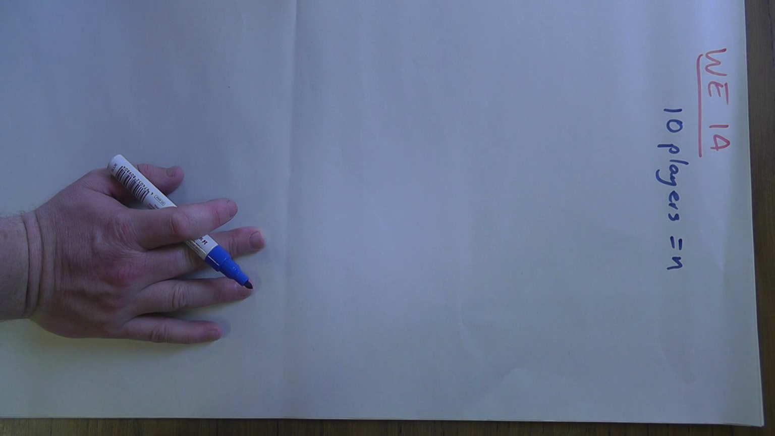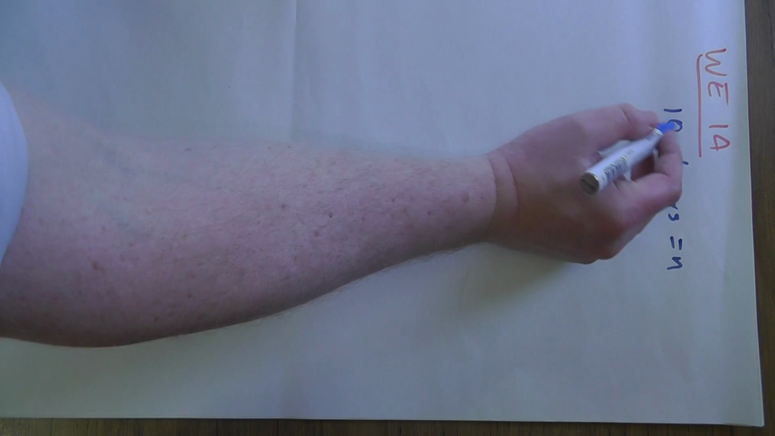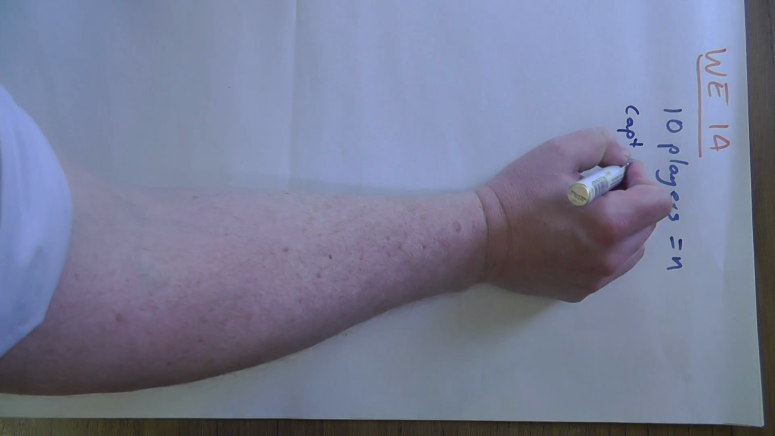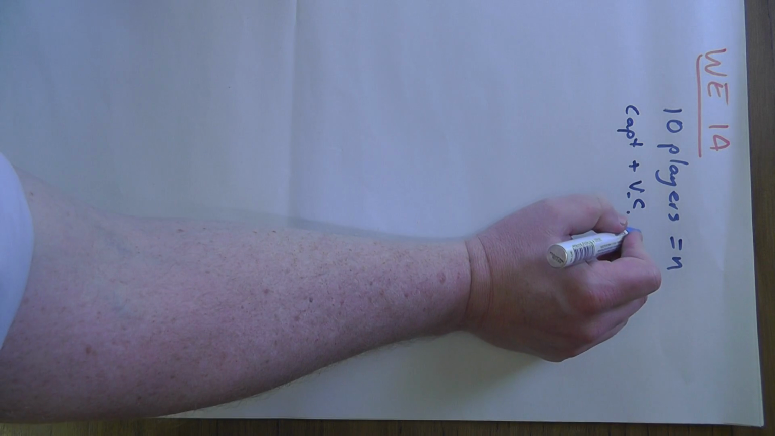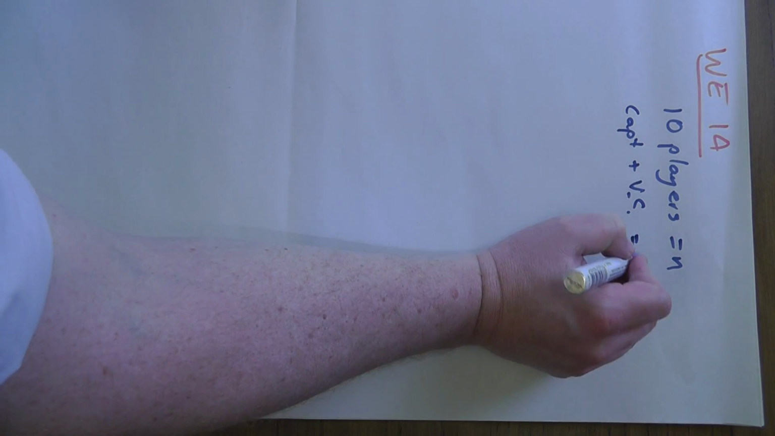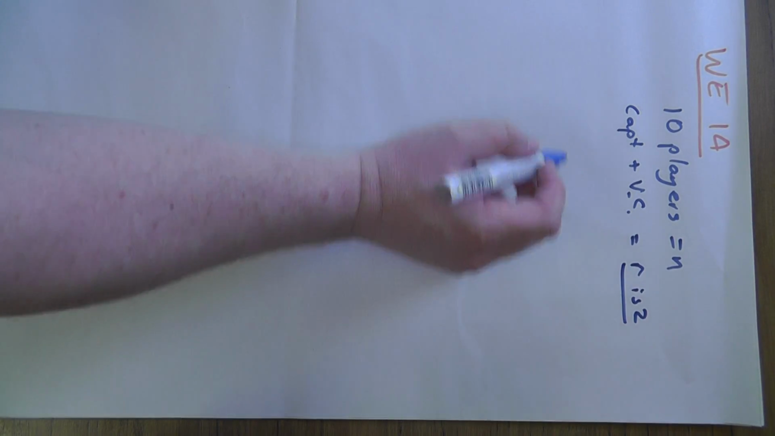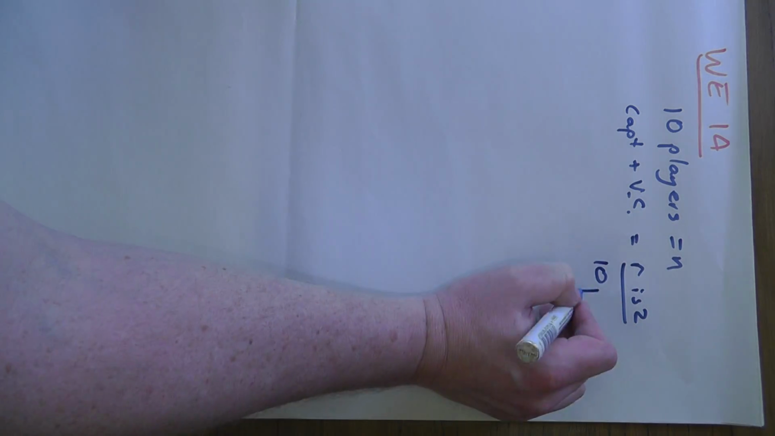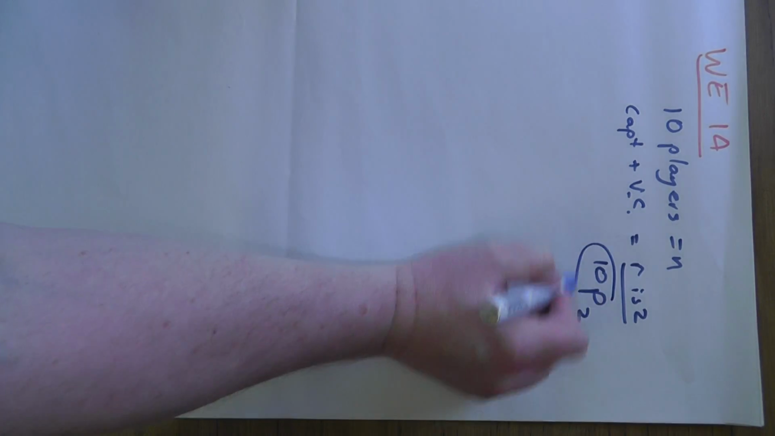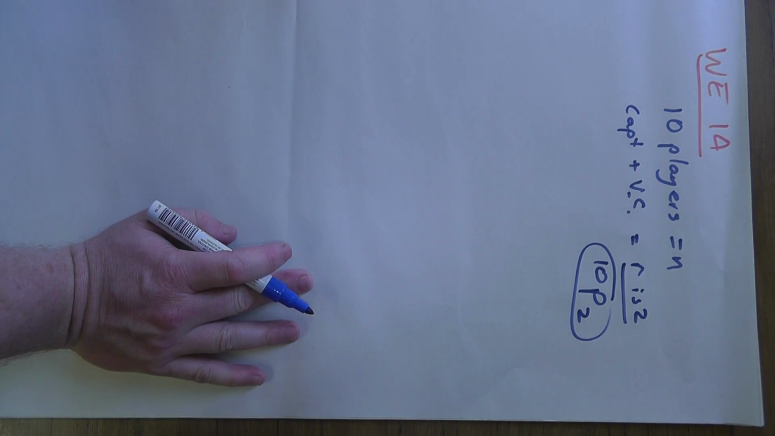From the remaining 8 players that are left, 3 will be selected to be the wicket keeper, spin bowler and fast bowler. Okay, so we've got 2 different questions here. First thing we want to think about is, we've got 10 cricket players, we're going to choose a captain and a vice captain. Alright, so captain plus a vice captain. There's 2 positions there. R is 2. So, first part of this question, we have 10p2.